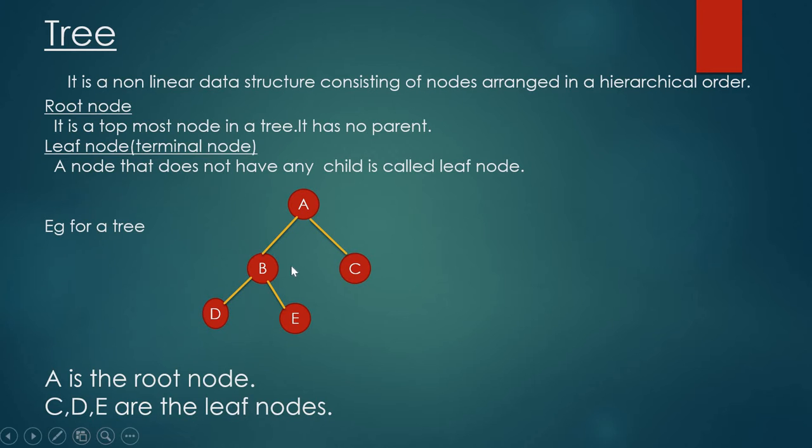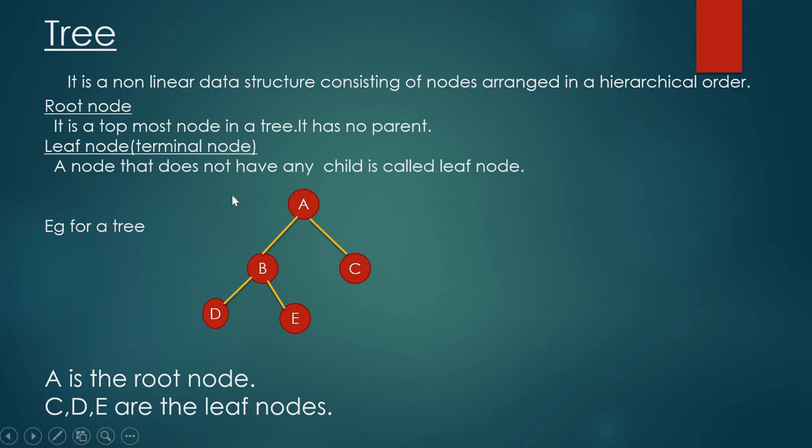This is an example of a tree. See here, A, B, C, D and E are the nodes of this tree. The root node is the topmost node in a tree. Here, which is the topmost node? A is the topmost node. So A is the root node of this tree.